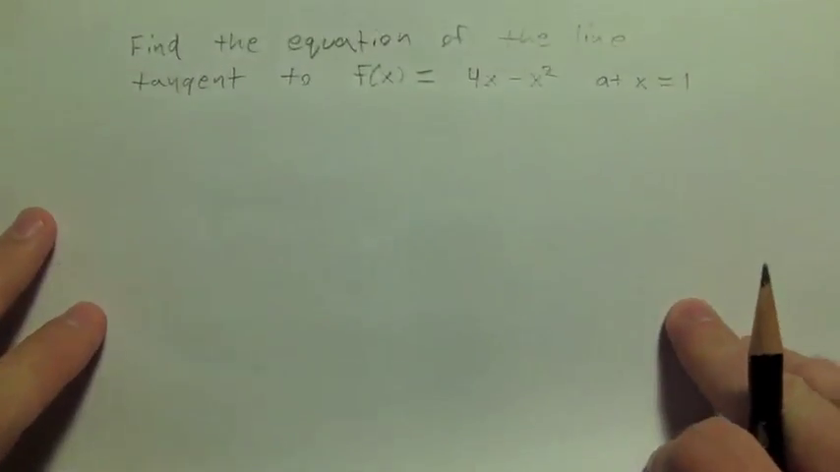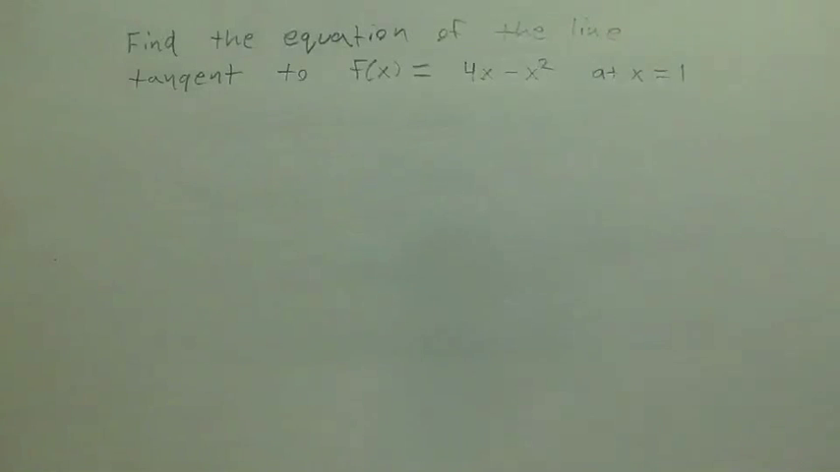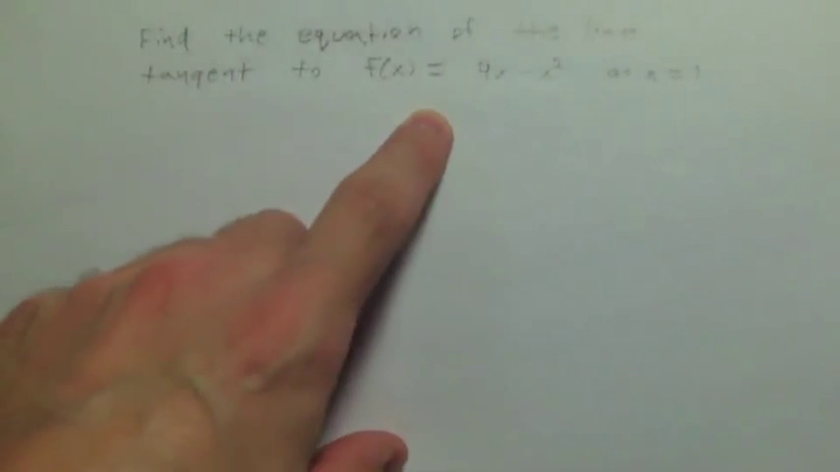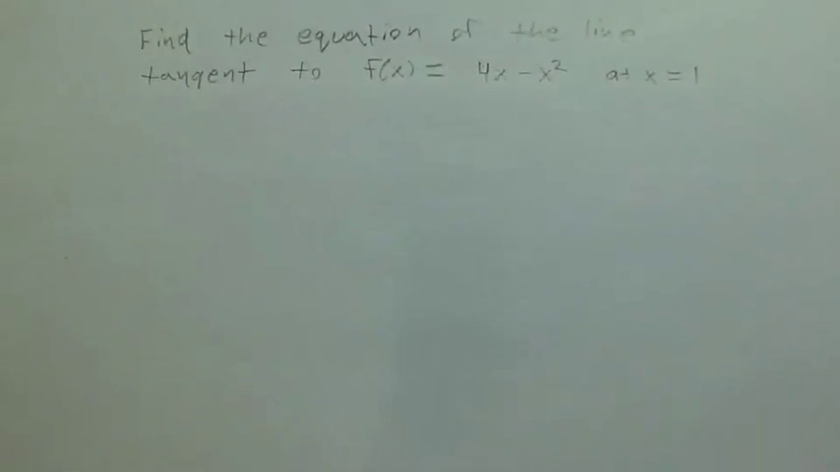All right, one of the last things I want to talk about is how the applications that we've been doing get so much easier, that we can actually use these rules to help us out. So let's say I want to find the equation of the line tangent to f of x equals 4x minus x squared at x equals 1.